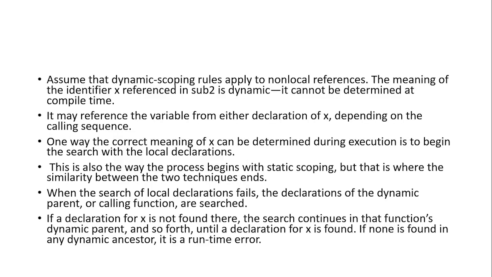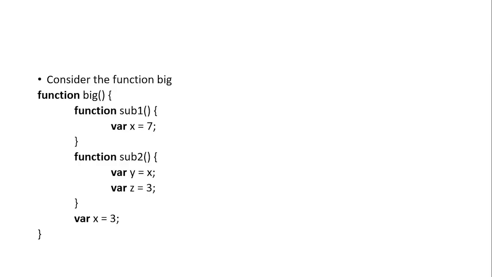And again we can consider two different call sequences for sub2. Suppose big function big calls sub1, which calls sub2. So the search proceeds from the local procedure sub2 to its caller sub1, where a declaration for x is found. So the reference to x in sub2 in this case is to the x declared in sub1. Next, sub2 is called directly from big. So in this case, the dynamic parent of sub2 is big and the reference is to x declared in big.